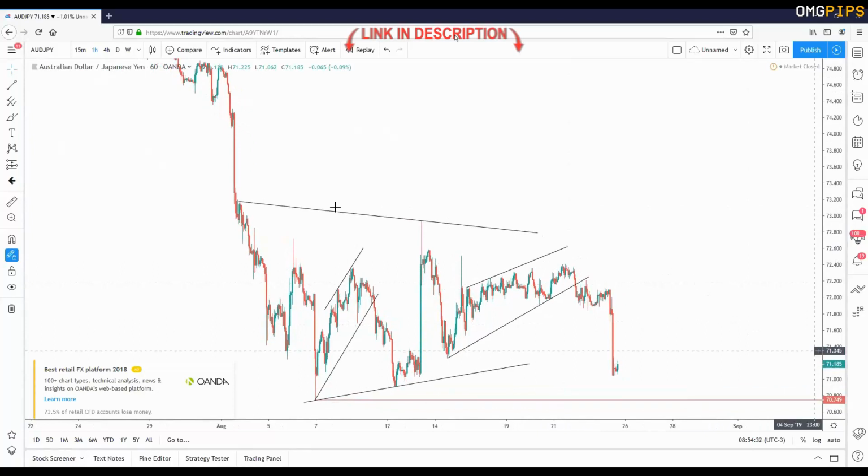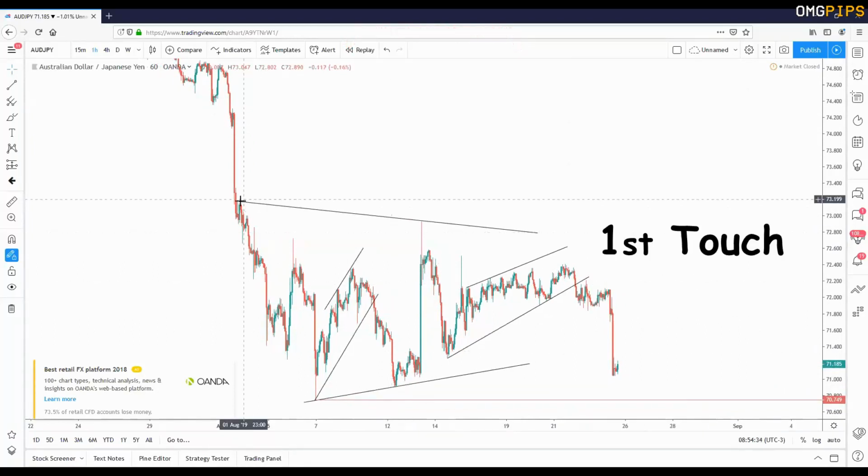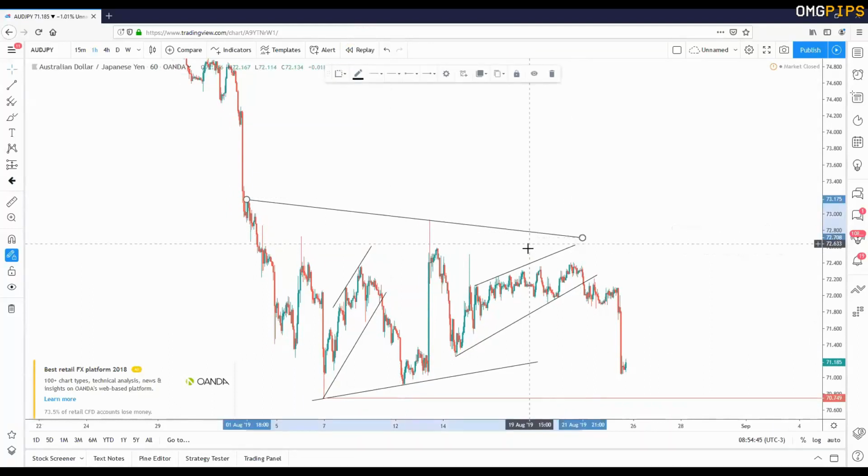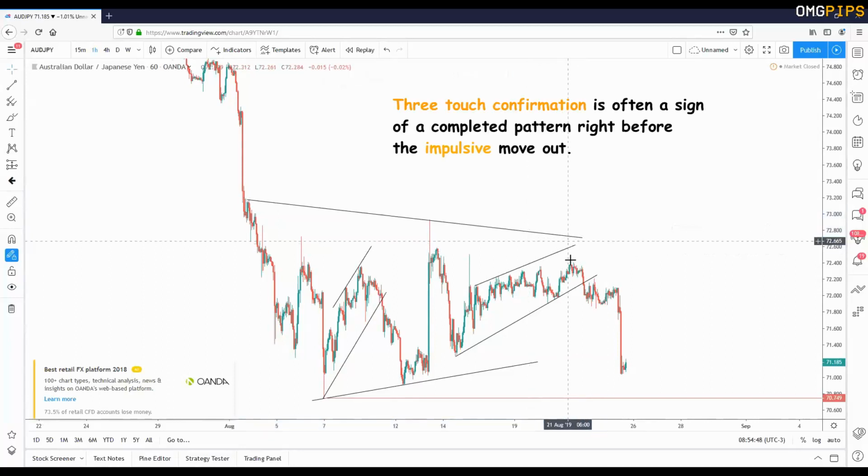Okay, but I'll speak about that a bit later. So you can simply see that we've got our first touch here, our second touch. We were anticipating our third touch somewhere around here. That's what we're anticipating, a third touch, because not only is this a third touch here, but also here. You can simply see that we're expecting a third touch here.